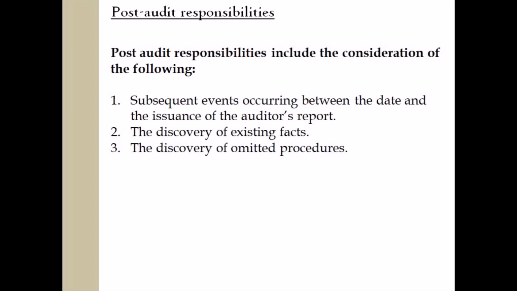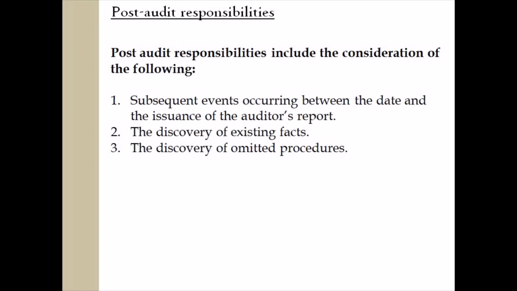known to the auditor that, had it been known to the auditor at the date of the auditor's report, may have caused the auditor to amend the auditor's report, the auditor should, all three, discuss the matter with the management and those charged with governance, determine whether the financial statements need amendment, and inquire how management intends to address the financial statements. Okay?